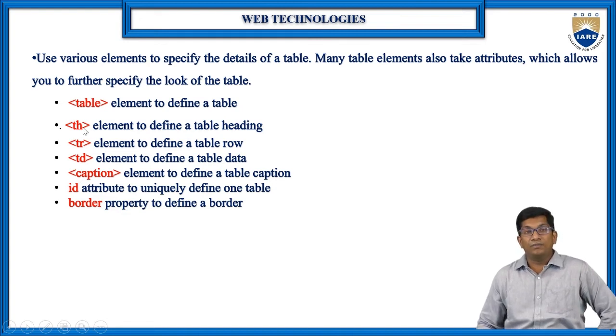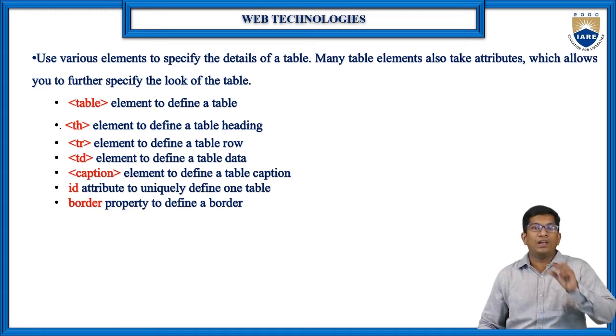So th is for the first row, where we have the attribute names. For example, roll number, name of the student, date of birth. The first line is headings, so we have to use the tag th. For creating a row, you have to use the tr tag, that is table row. For storing the data, we have to use td, table data. If you want to give a caption for your table, then you have to use the caption tag element.